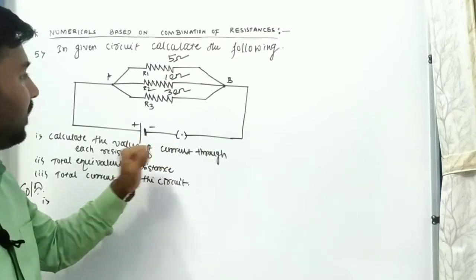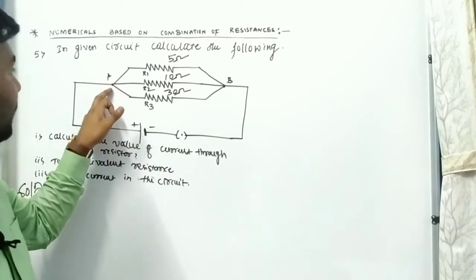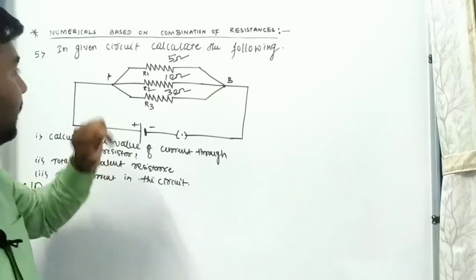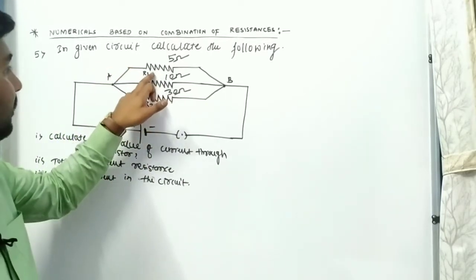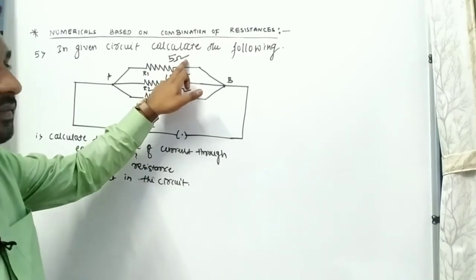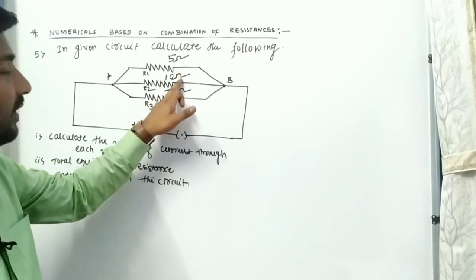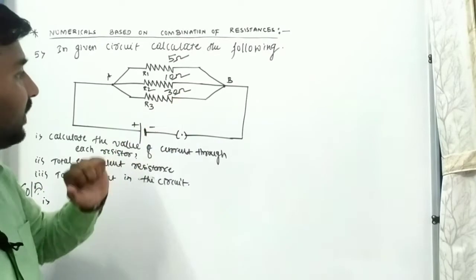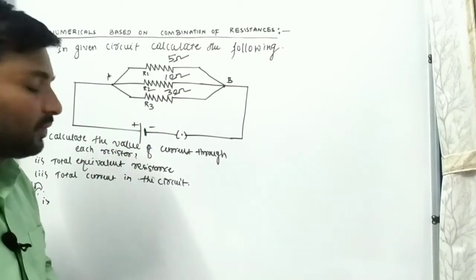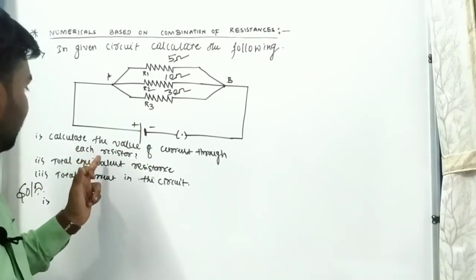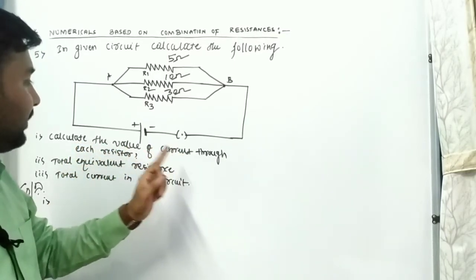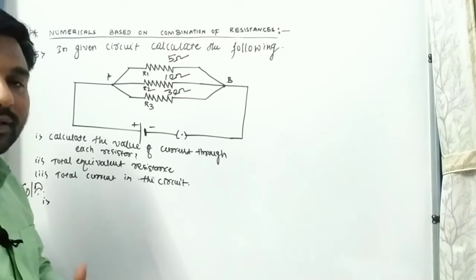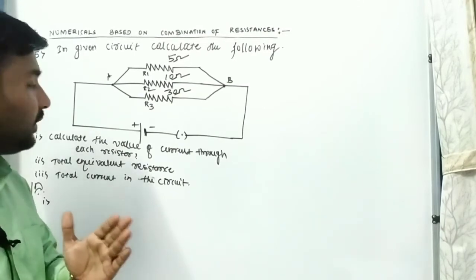Cell, plug key, and in between the points A and B, we have 3 resistors. The first one has 5 ohm resistance, the second has 10 ohm resistance, and the third has 30 ohm resistance. So the first sub question is: calculate the value of current through each resistor.